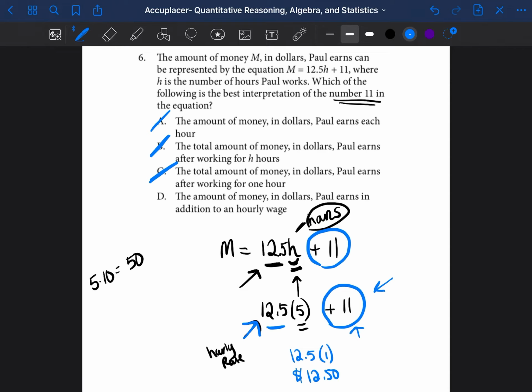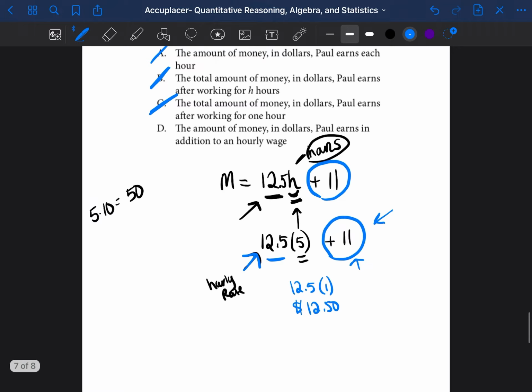It says the amount of money in dollars Paul earns in addition to an hourly rate. So that seems plausible because this is how many hours he works. This is his hourly rate. So they're multiplying the hours times his hourly rate, but then they're adding this random number 11. So it must be something in addition to his hourly rate. So it must be something extra that he gets paid.